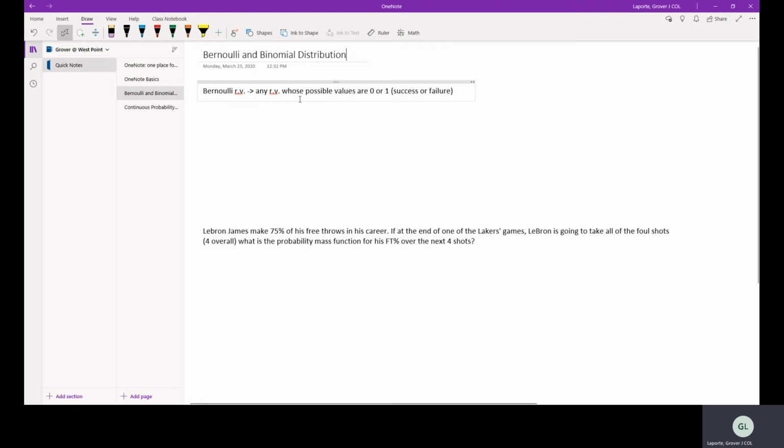So it's any random variable whose possible values are a 0 or a 1. And I guess I should have written this the other way, because the failure in general represents the 0, and the success in general represents the 1. So that's the way you'll see it most of the time.